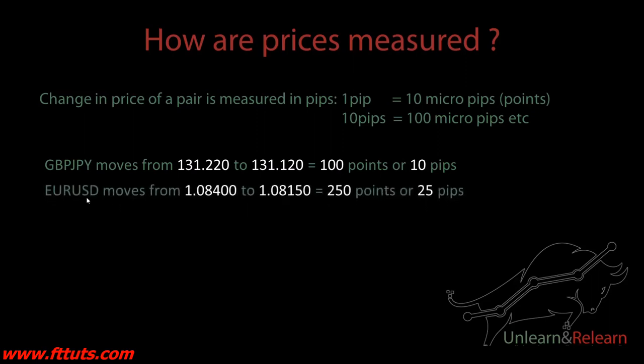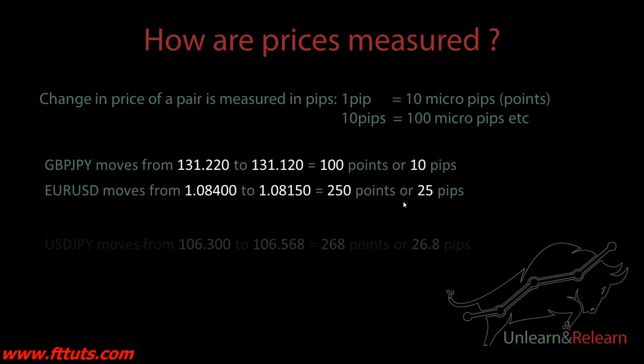When we talk about Euro USD, if price moved from 1.08400 to 1.08150, that's a change of 250 points or 25 pips, right? So this is how you're measuring pips. If I had a sell order at 1.08400 and price moved down to 1.08150, this means there was a change of 25 pips, so now I'm positive 25 pips. But if you had a buy order at this point, you'd be in negative 25 pips.